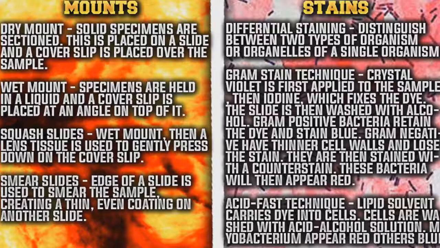On this slide, we're going to be looking into the different mounts and stains that are involved in the preparation of slides. So, going into the mounts first, you've got a dry mount. This is where you get a solid specimen and you can section it. That just means slicing it into thin little slices. And then you place these onto a slide, put a cover slip over the top of it, and then just put it under your microscope and look at it.